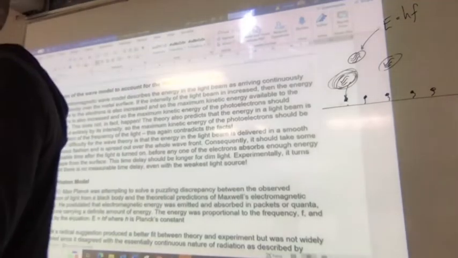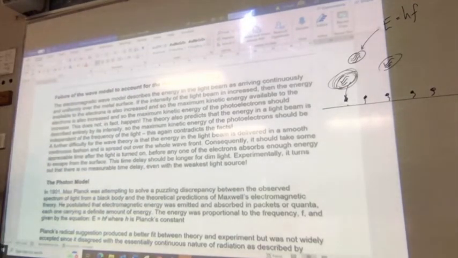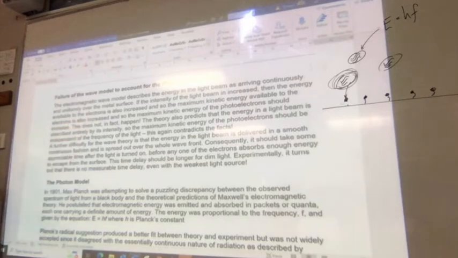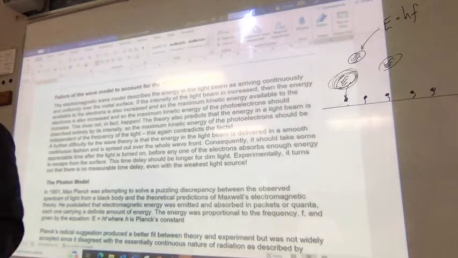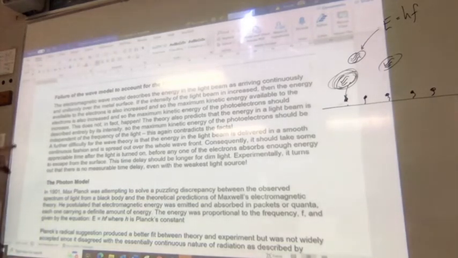There are very classic types of questions that they ask you, all right? And often they are the comparison between the wave model and the particle model. So where the wave model failed to account for the photoelectric effect, why they went looking for the photoelectric effect in the first place is because they were just seeing things that you couldn't explain with the model they had. The electromagnetic wave model describes the energy in the light beam as arriving continuously and uniformly over the metal surface, and that couldn't account for the photoelectric effect, all right?